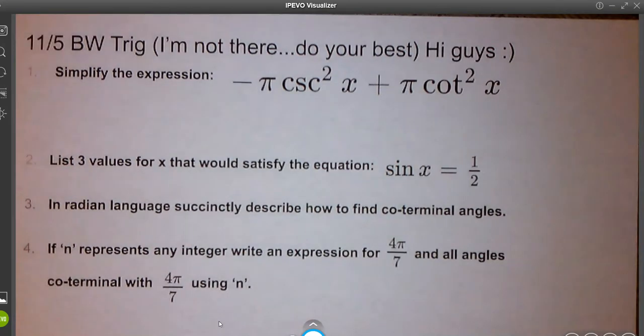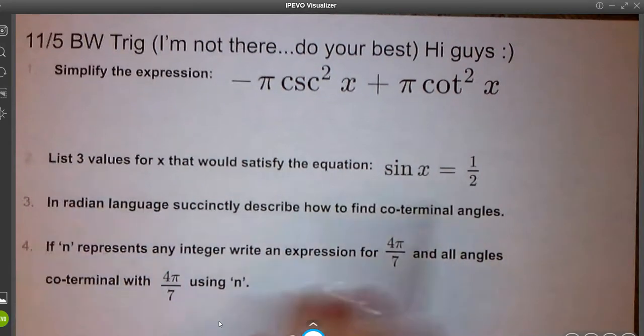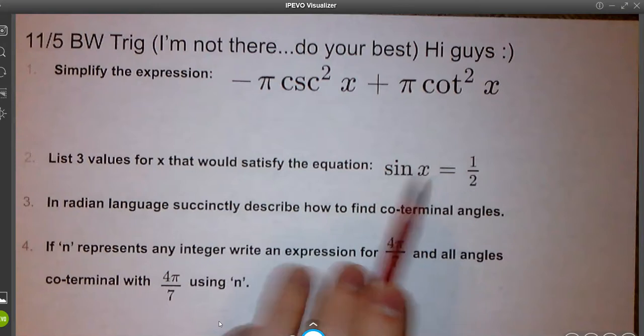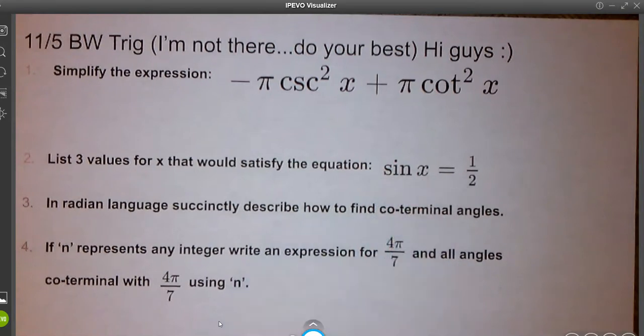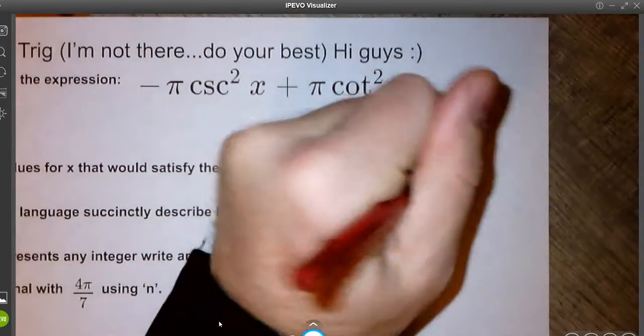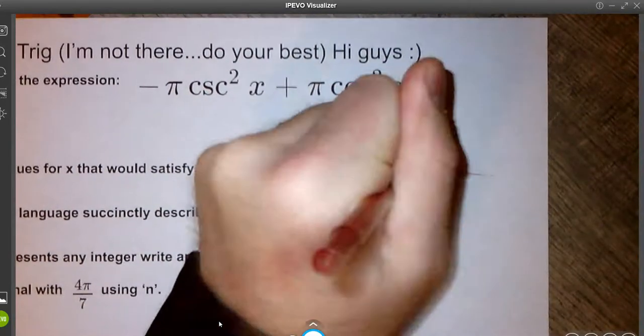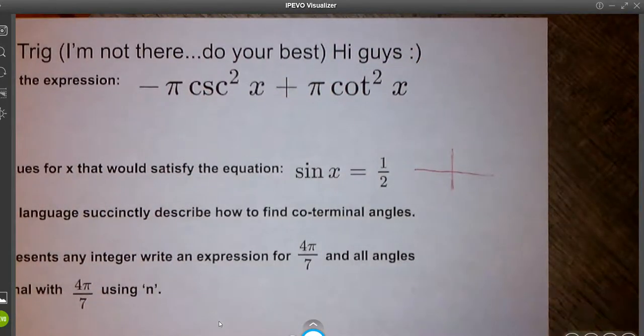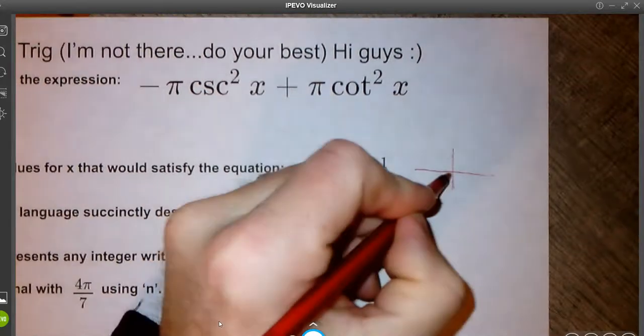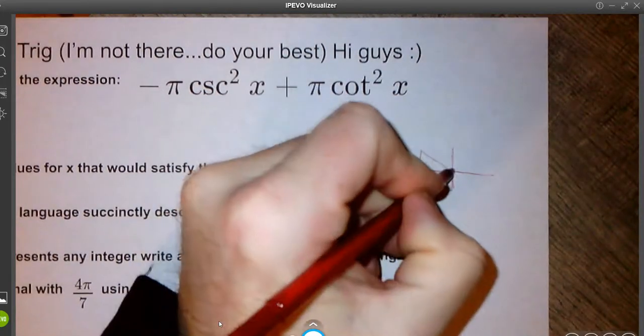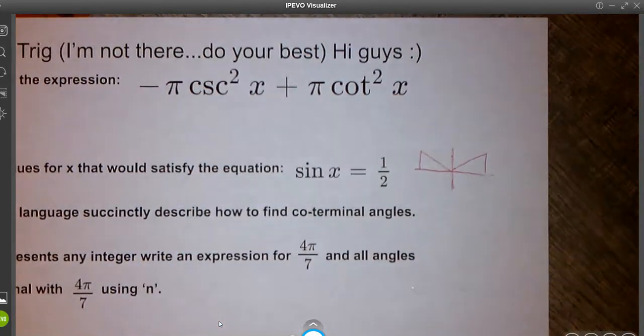I'll leave number one. Number one is part of review, but where we are going with this stuff starts with 2, 3, and 4. Number 2 is saying there's some angle in here that if I take the sine of it, I would get a positive 1/2. What we can think of is, sine is the y-coordinate on the unit circle. So when is the y-coordinate positive? Well, the y-coordinate would be positive in the first and second quadrant.